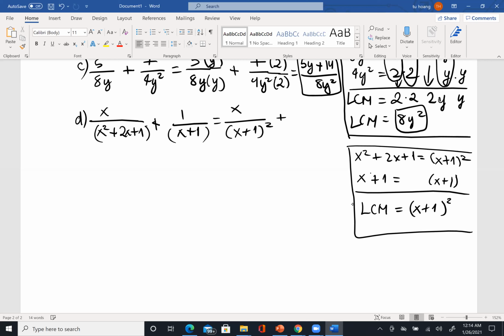I don't have to change anything for this one because why? I don't have to multiply anything for this one because the denominator is exactly the LCM already, right? So for the second one, I need to change something to make it become x plus 1 squared. I actually need to multiply it by another x plus 1. Similarly, I need to multiply the top by x plus 1.